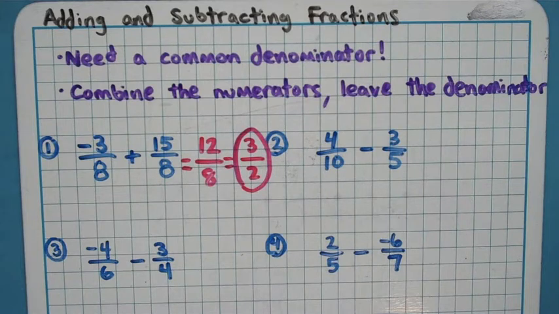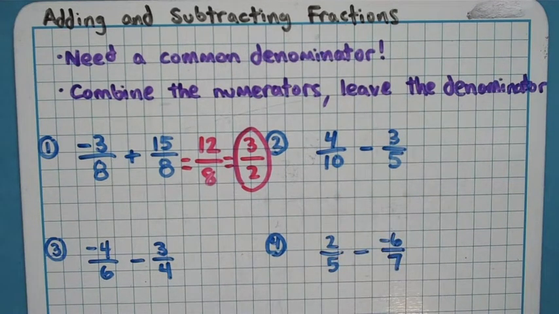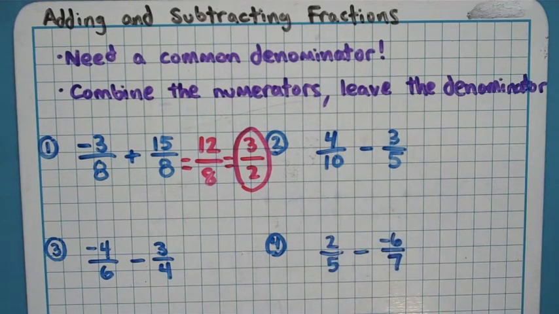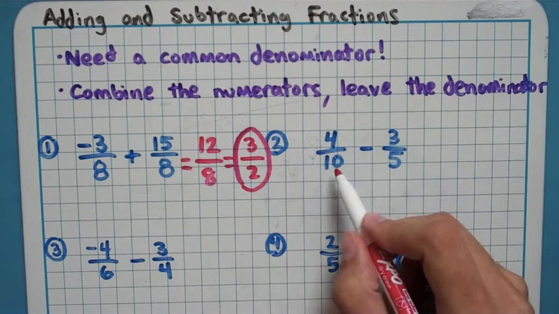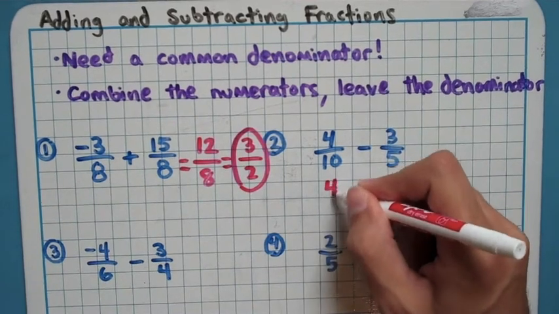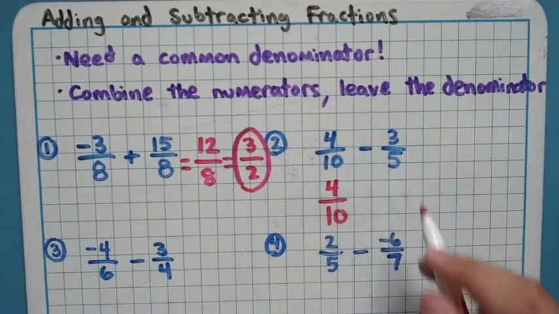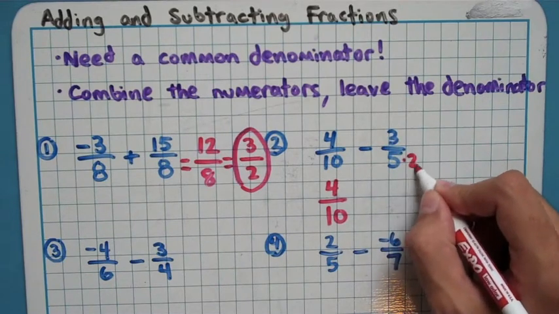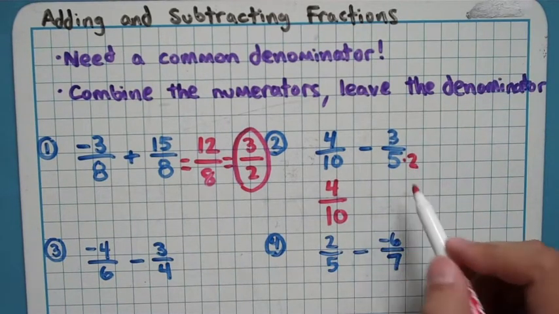On the second problem here, we don't have a common denominator. The bottom numbers here are not the same. Before we can do the problem, we need to make a common denominator. So I need to think of something that 10 and 5 both go into. Well, 5 and 10 both go into the number 10. So this guy right here is already over 10. He's fine as is. But the second guy, we need to make it over 10, and we have to do 5 times 2. You have to see what you multiply by. 5 times 2 equals 10.